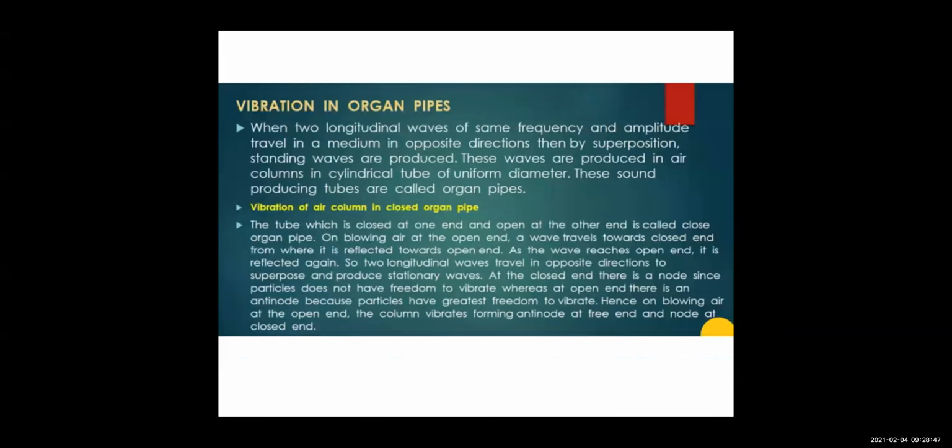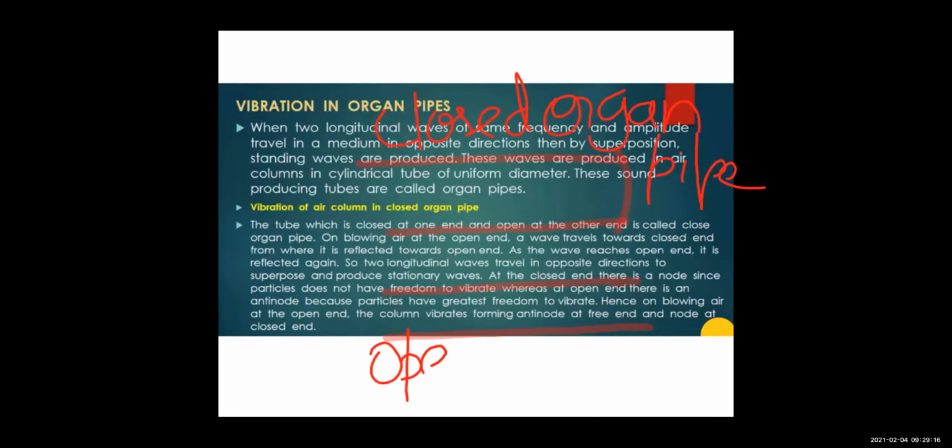An organ pipe, children, is a cylindrical tube which may be closed at one end or open at both the ends. The cylindrical tube which is closed at one end is known as a closed organ pipe, and the cylindrical tube which is open at both the ends is known as an open organ pipe. Right, children?